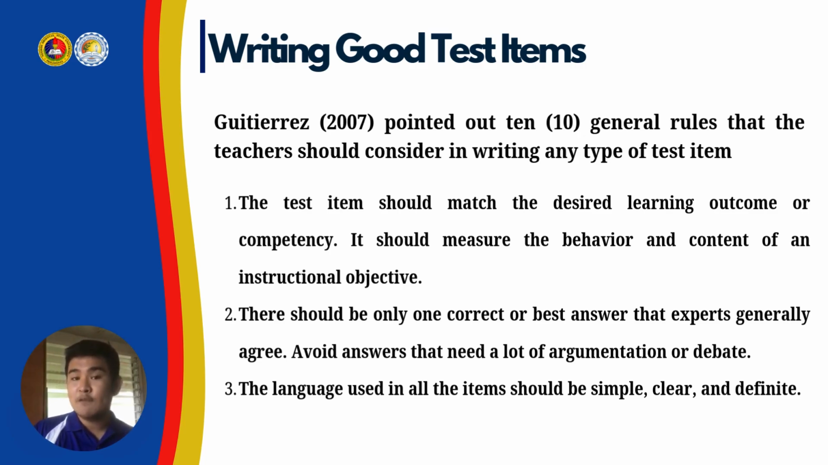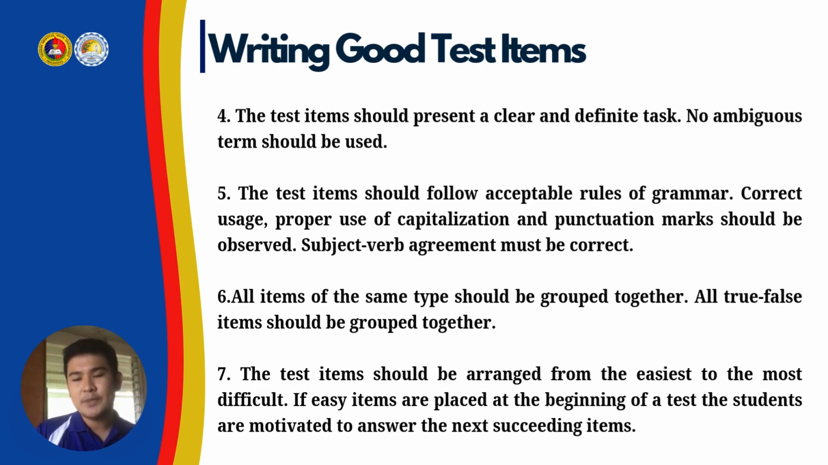If the question is confusing, students might struggle not because they don't know the answer, but because they don't understand the question. Let us focus on clarity and avoid unnecessary complexity and jargon. The fourth rule tells us to present a clear task. Every question should clearly state what we expect students to do.